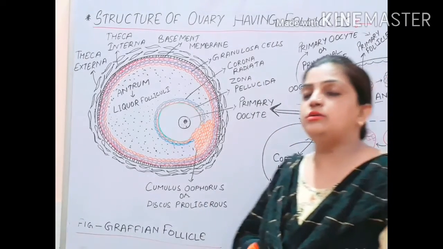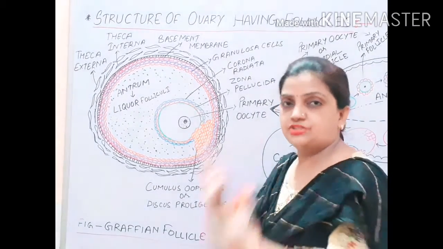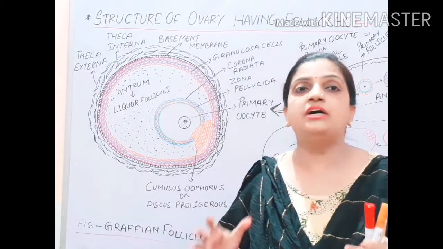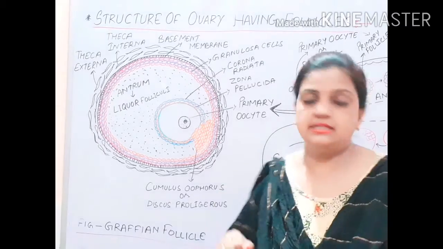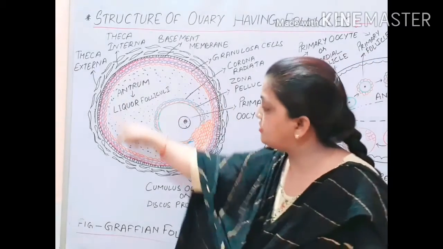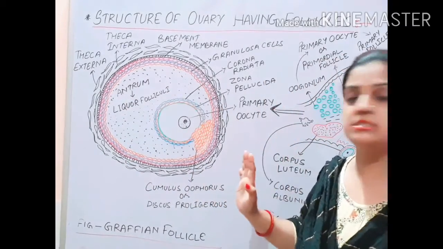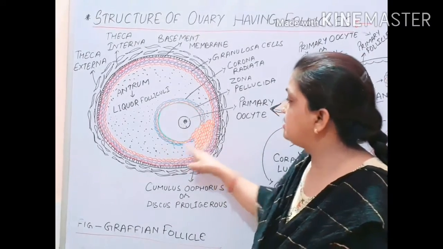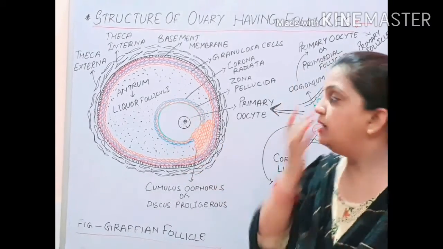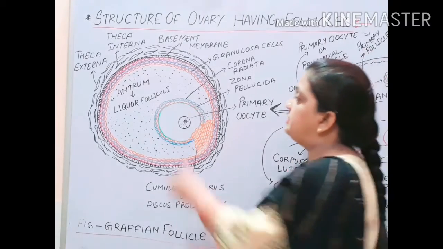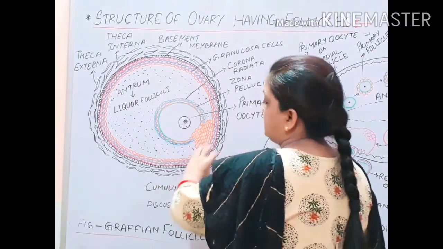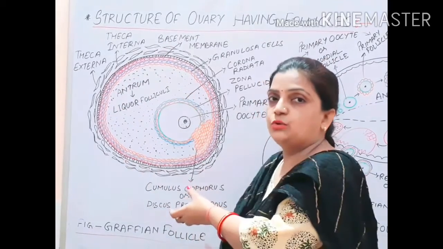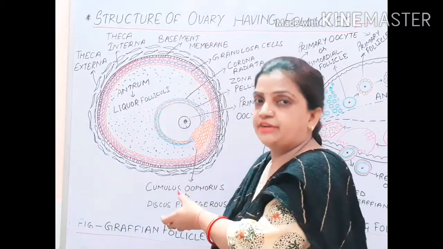Now you all know that the whole structure has been formed by the enclosing of the granulosa cells. So children, this whole structure is made up of granulosa cells here, and this is your primary oocyte. Now children, this primary oocyte is enclosed from the surrounding by granulosa cells. Now there are different layers.